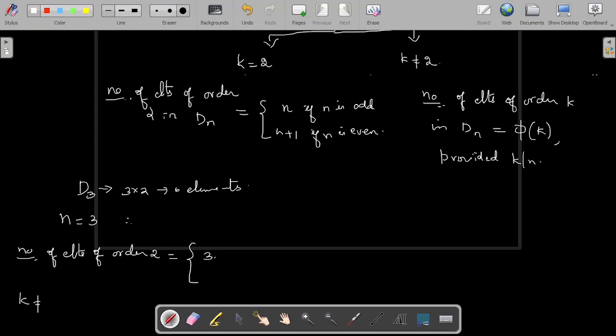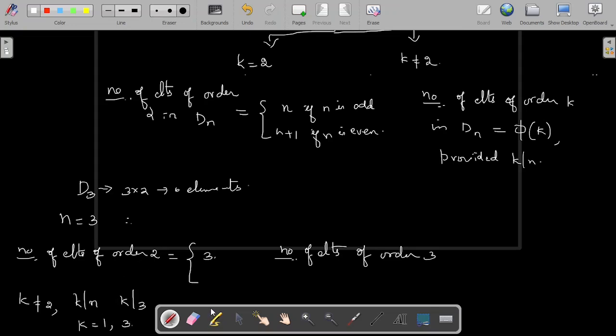Now k not equal to 2 and k divides n. N is 3 here, k divides 3. What are the divisors of 3? K equal to 1 and k equal to 3. These are the divisors. Therefore, you have to find out the number of elements of order 3 now. These are the possible orders. The possible order of any element in D3 is either 2, or 1 or 3.